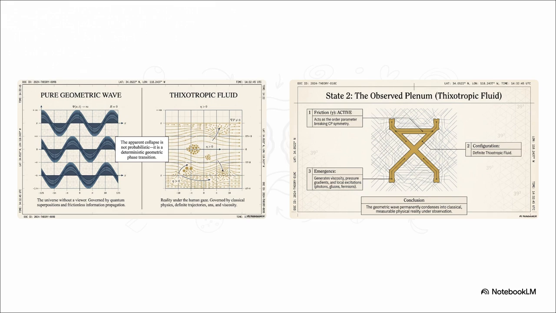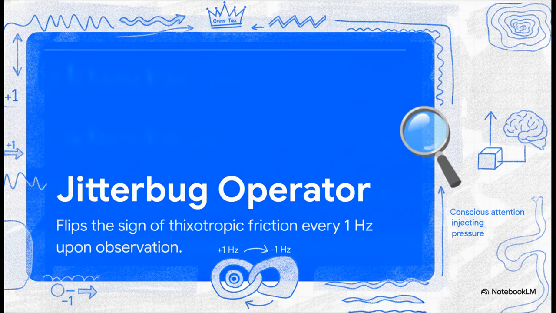An analysis of the flux tensor in the framework argues that this collapse isn't probabilistic at all. Instead, it's a deterministic folding of geometry into a very specific Erdos-Strauss integer routing channel. Basically, reality selects a precise geometric path the moment it's observed. The mathematical agent causing this slip is the jitterbug A1 homeopathy. It's driven by an operator that literally flips the sign of thixotropic friction every single hertz upon observation.